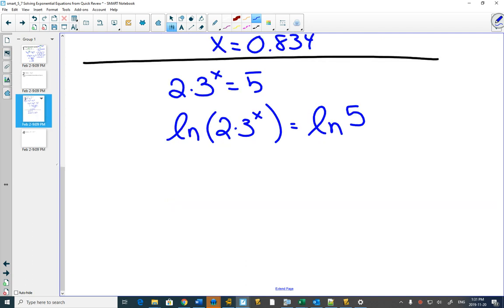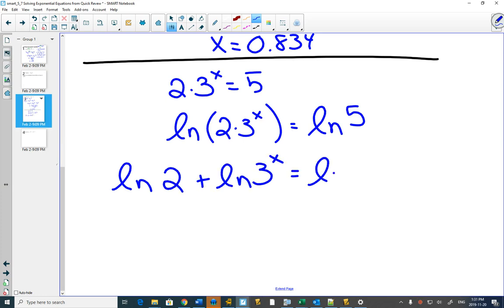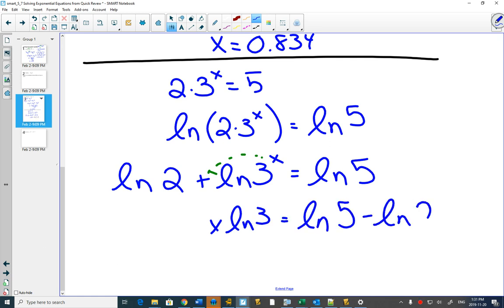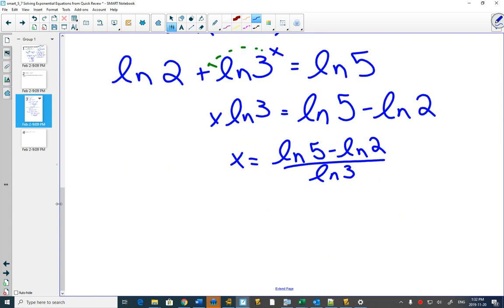And then, since it's multiplication, the rules are the same with natural logs as they are with actual logs. And now this exponent could come out in front. Move the natural log of 2. That's a number. Recognizing that those are numbers, divide by the natural log of 3. And if everything works out, I should get the same answer. But I used natural logs instead of logs.